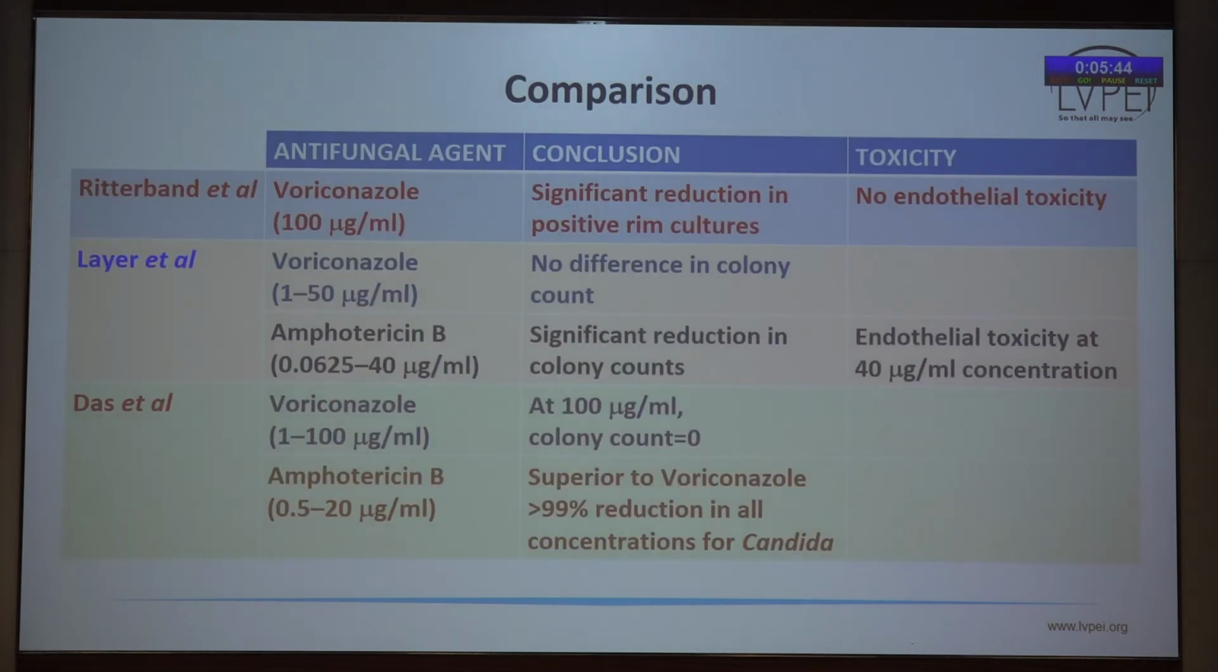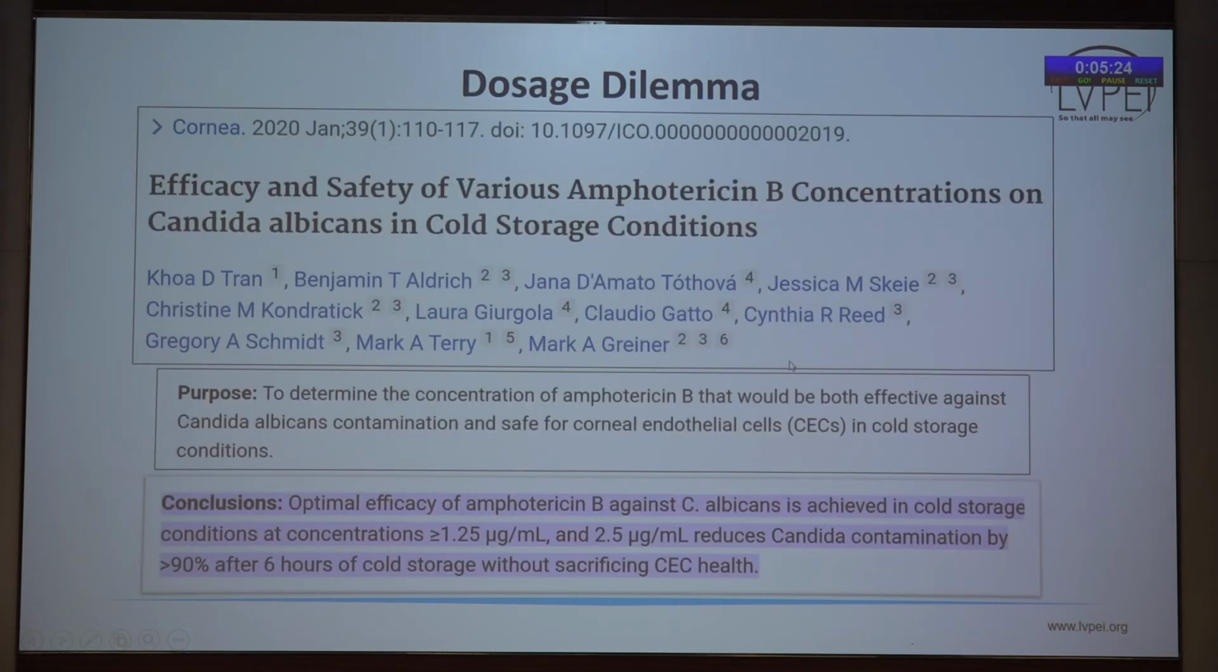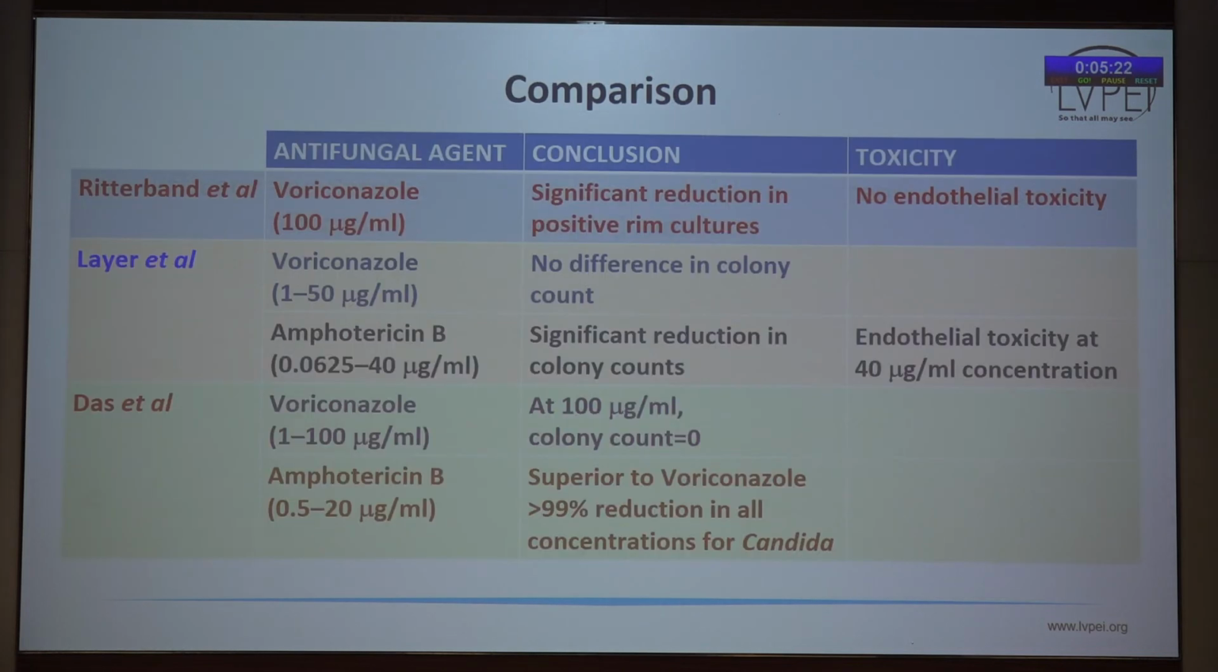So these are the published studies. In the first one, with voriconazole, there is a significant reduction in positive rim culture and no endothelial toxicity. Whereas in the other study, they used amphotericin and found a significant reduction, whereas voriconazole did not, and at higher concentration there is endothelial toxicity. We found amphotericin B is superior to voriconazole. We are yet to publish the endothelial toxicity.